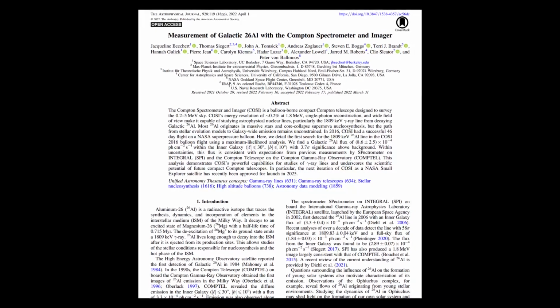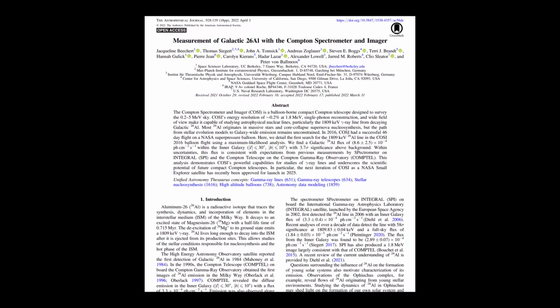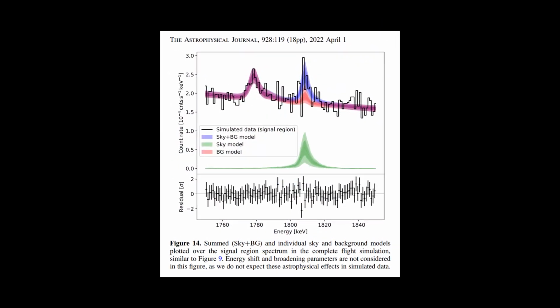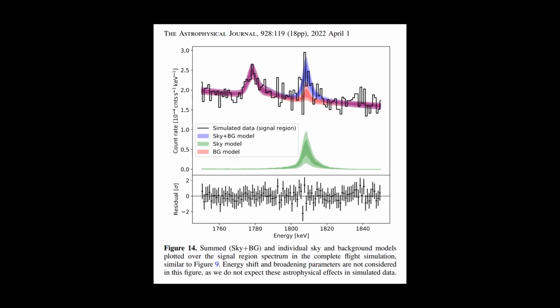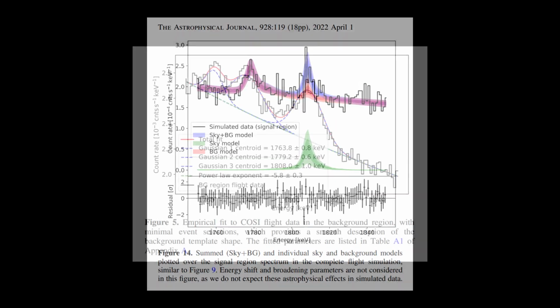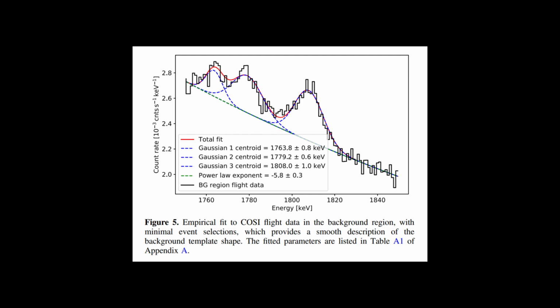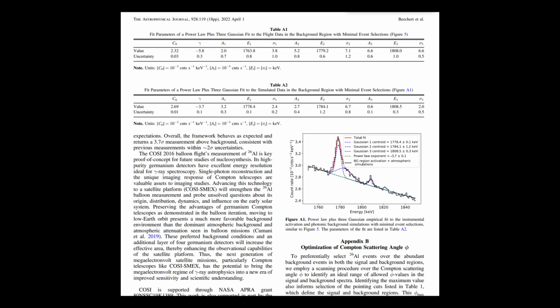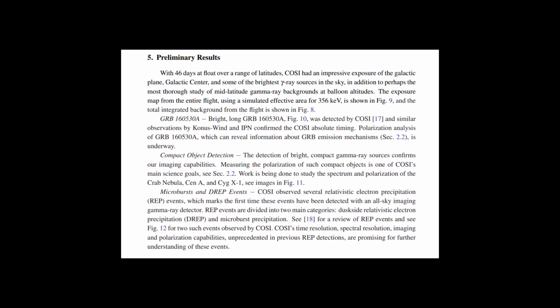Regarding the creation of elements, most aluminum-26 originates in massive stars and core-collapse supernova nucleosynthesis. The team concludes the framework behaves as expected and returns a 3.7 sigma measurement above background. And the result is key proof of concept for future studies.